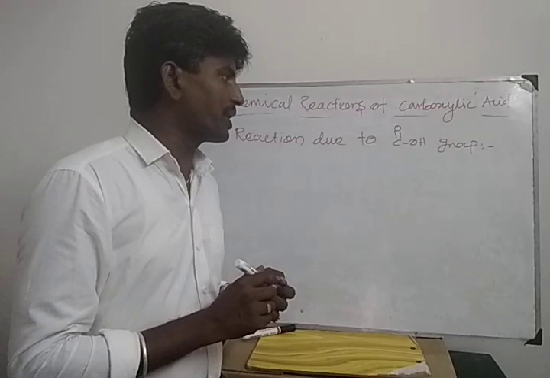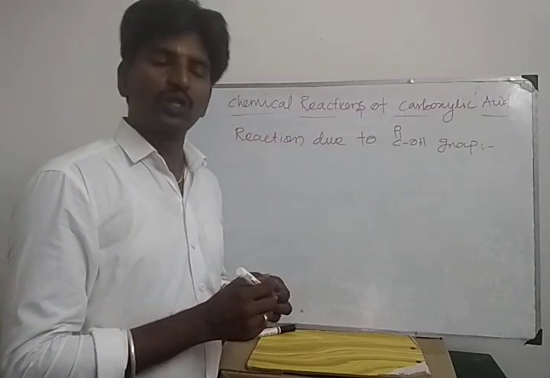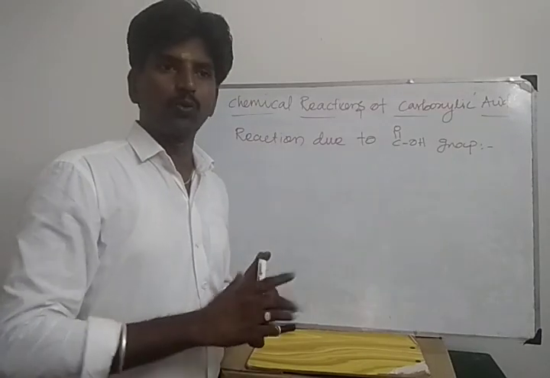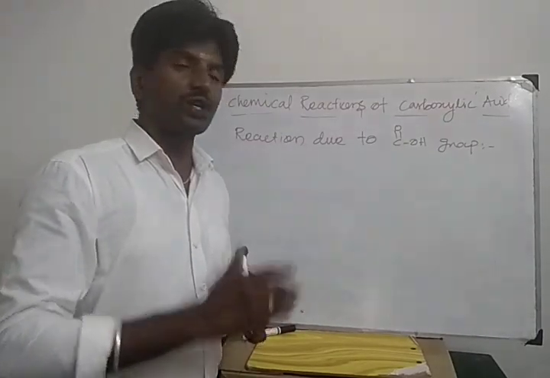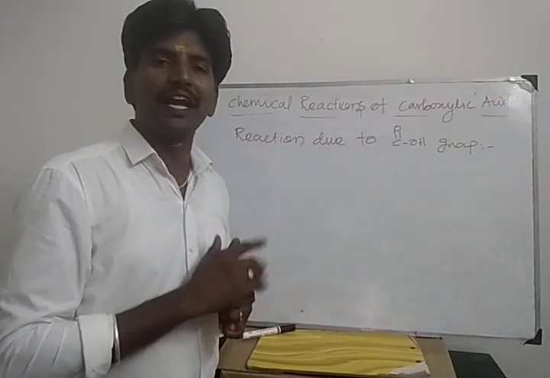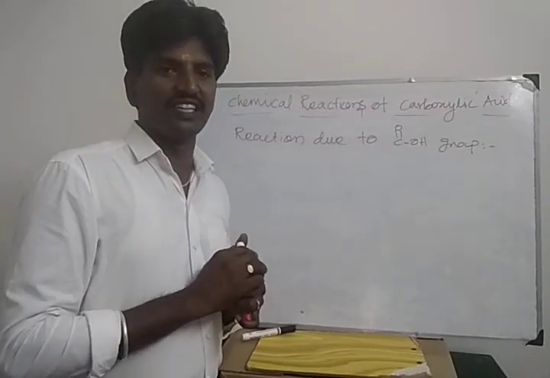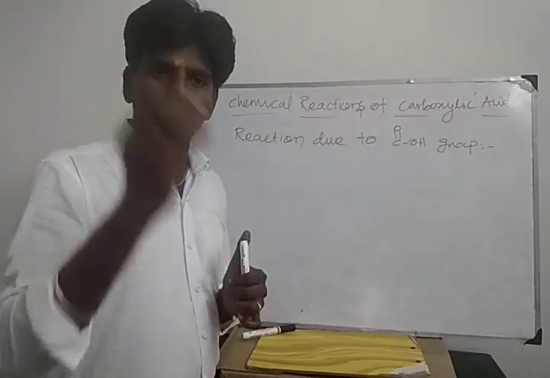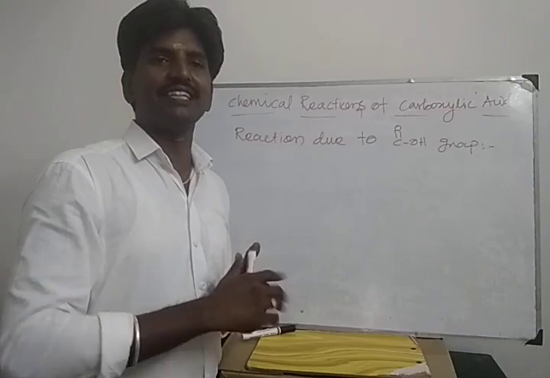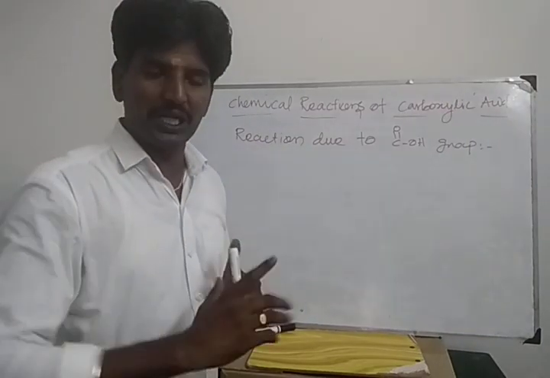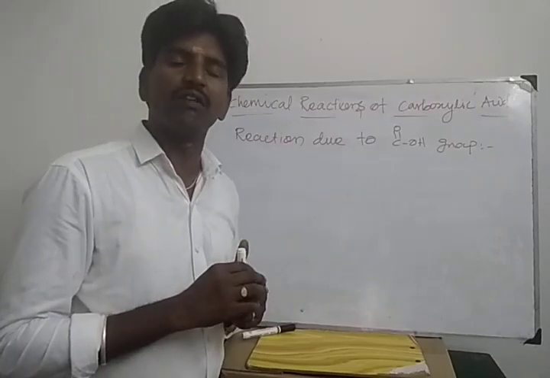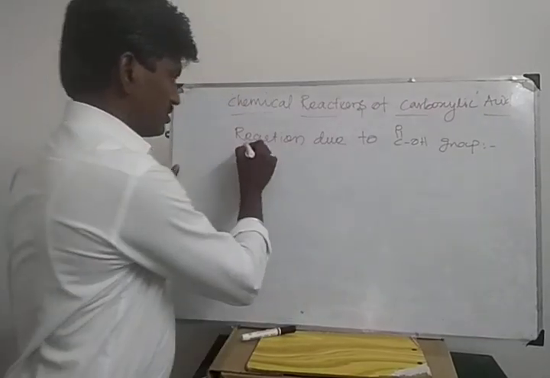Now I am going to do the reduction process in carboxylic acid by using a strong reducing agent. Lithium aluminum hydride is a strong reducing agent. So when we add lithium aluminum hydride to carboxylic acid, it becomes a primary alcohol. In this reaction, the overall COOH group is involved in the chemical reaction.